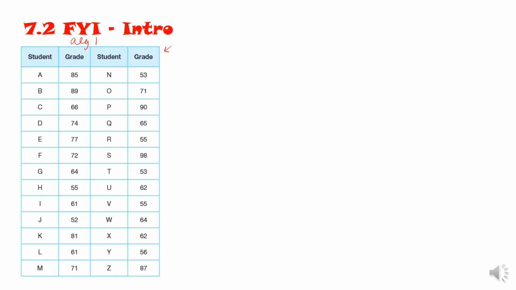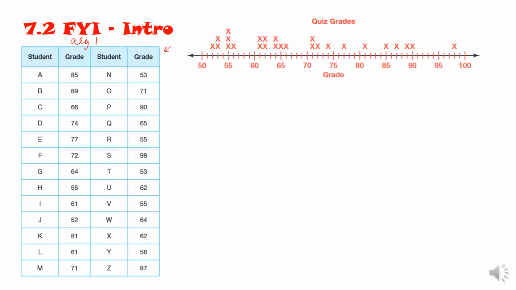So the first thing that he does is he constructs a dot plot. To make a dot plot, you just make a line, you find your minimum and your maximum, and then you put 1 x for each data point that fits that. So we can see here there were 3 students that got a 55, there was 1 student that got a 98, and so forth. So that's how you make a dot plot.